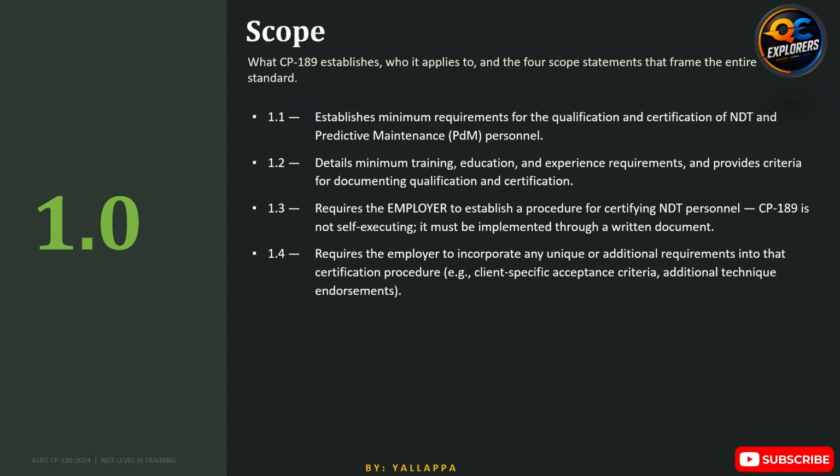Finally, Clause 1.4 allows employers to include additional requirements when necessary. These may include customer specifications, project-specific qualifications, or additional technique endorsements required by codes or contracts. Exam tip: remember that CP-189 establishes the framework, while the employer's written certification procedure implements the requirements. Understanding this relationship is essential for both examinations and industry practice. Next, we'll discuss common examination questions and practical field observations related to the scope of CP-189.